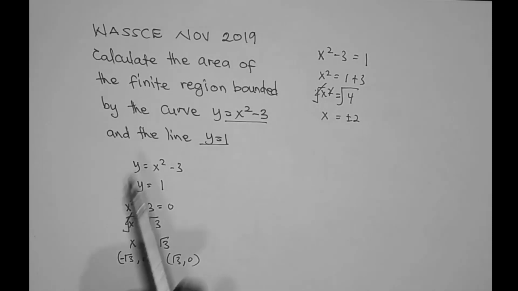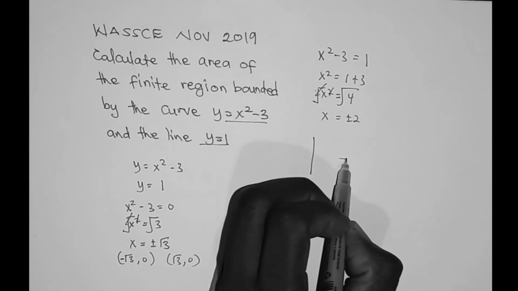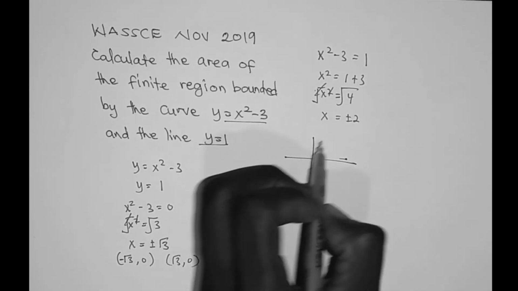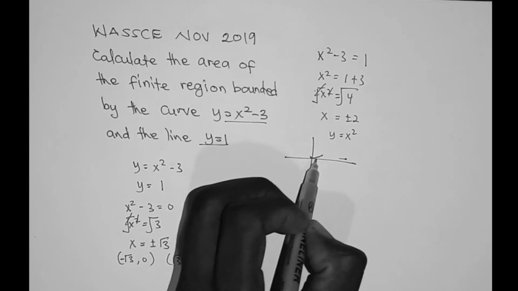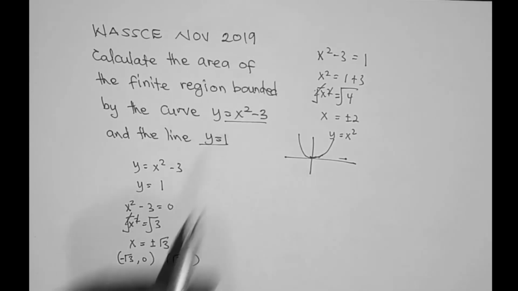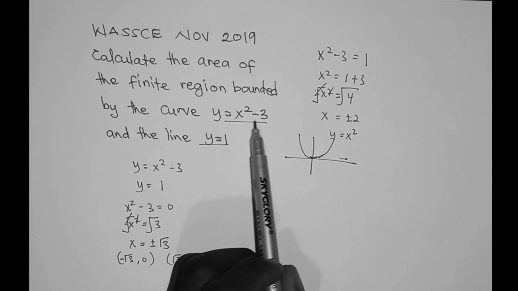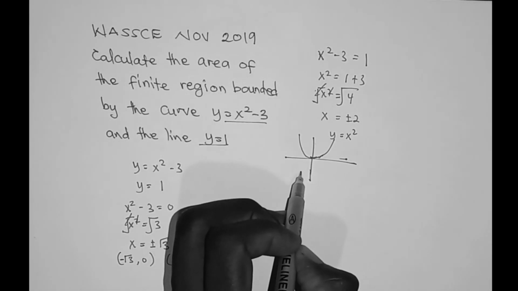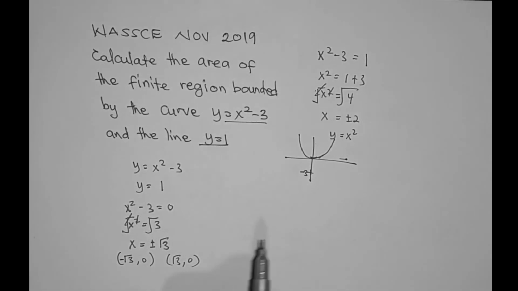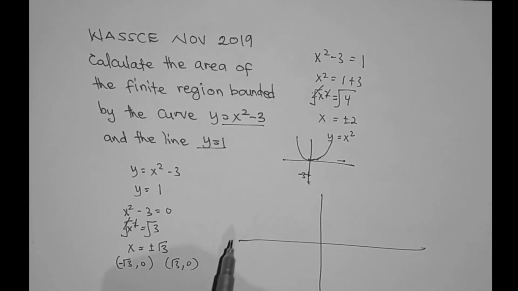So let's go ahead and sketch this graph. We know that the graph of y equals x squared looks like this. It is a parabola that is open up, and therefore the graph of y equals x squared minus 3 is a parabola that is open up, which has been shifted down by 3 units. So we need to shift this graph here. So let's sketch the graph. Let's assume this is our graph.